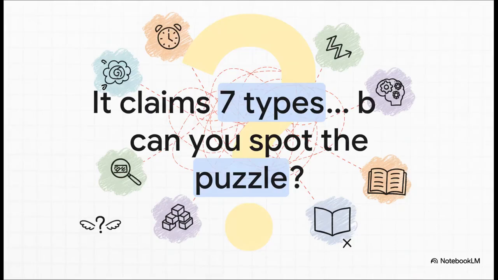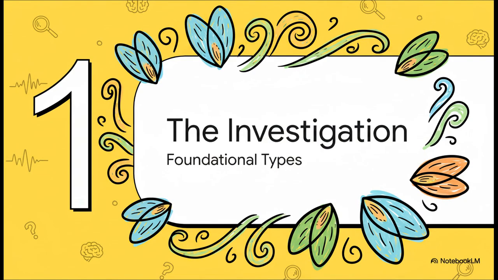Okay, so right there in the middle, plain as day, it says 7 types of ADHD. But here's the puzzle I mentioned. As we start looking at the individual petals, something doesn't quite add up. I want you to keep your eyes peeled. See if you can spot the issue before I point it out at the end. It's a fun little challenge. All right, let's kick off our investigation.